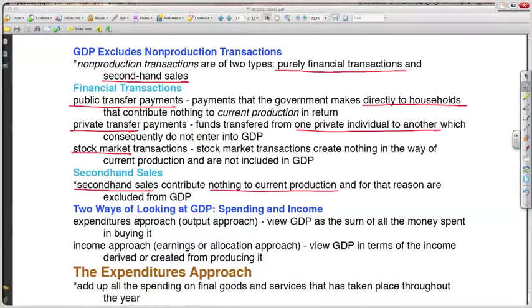We have two ways to look at GDP, through spending and through income. The expenditures approach, the output approach that we're mostly going to be looking at in this section, views GDP as the sum of all money spent on buying the goods and services. And then the income approach is looking at the earnings or allocation side of it. So GDP is in terms of income derived or created from the process of producing that final service or final good.